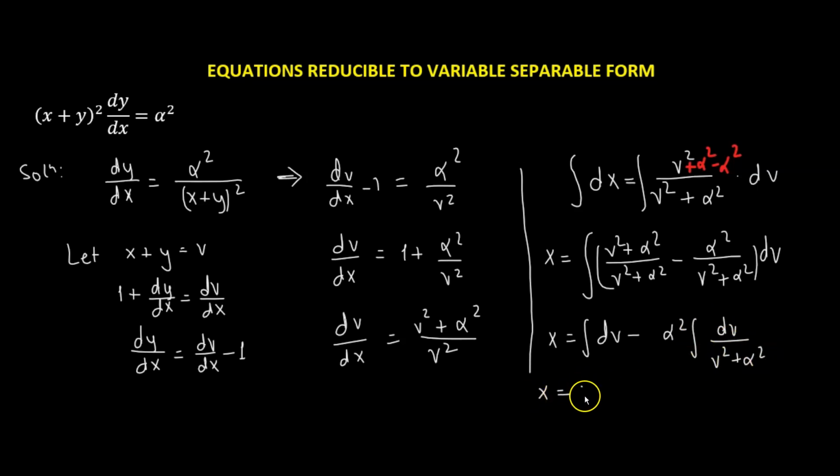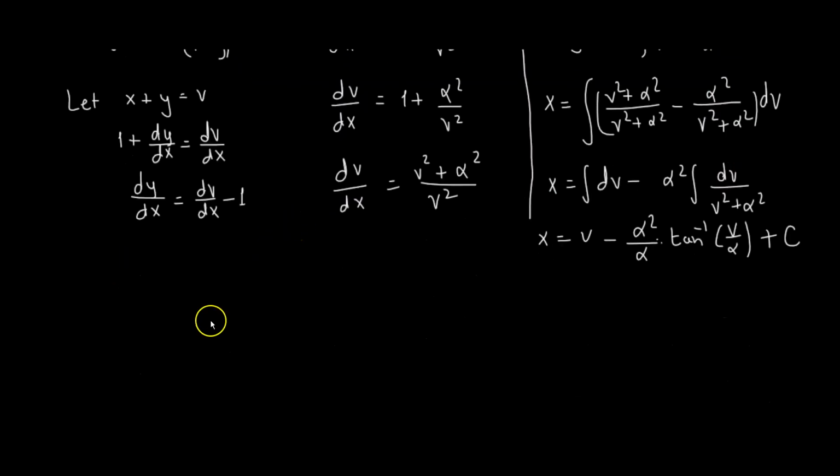So x will be equal to v minus alpha squared times, and this is a standard formula, 1 over a, so that's alpha, times tangent inverse of v over a. So a here is alpha, plus the constant of integration c. Now we substitute the value of v with x plus y. So we will get x equals, v becomes x plus y, minus alpha squared over alpha, so that's simply alpha times tangent inverse of v. So v is x plus y whole divided by alpha, plus the constant of integration c.